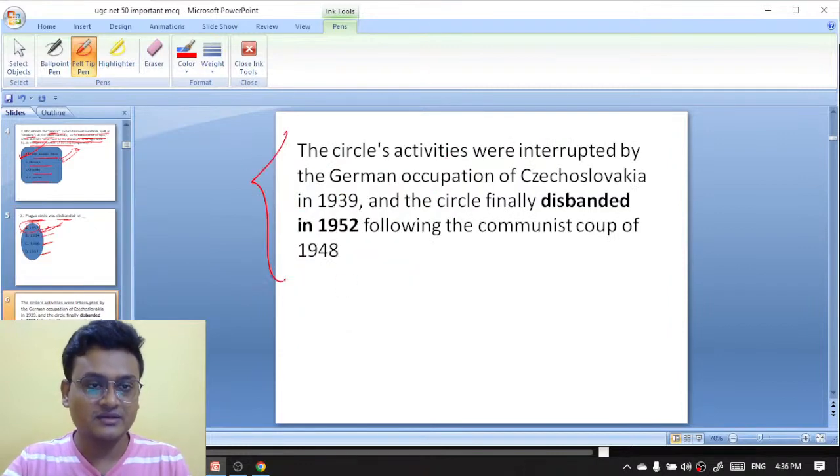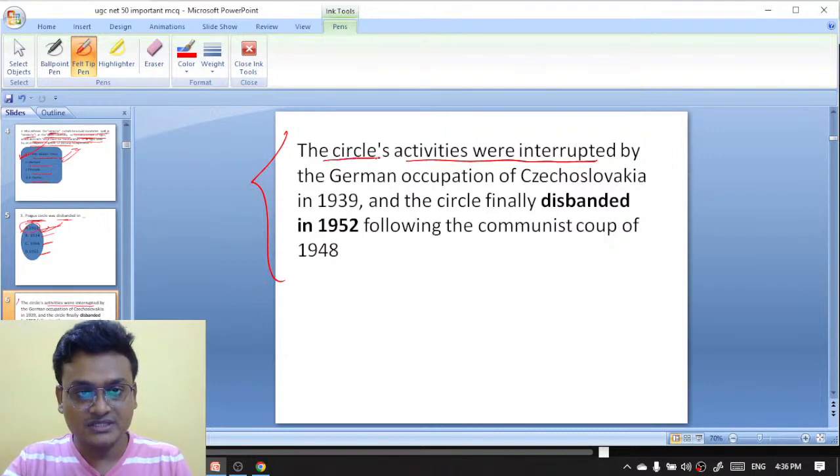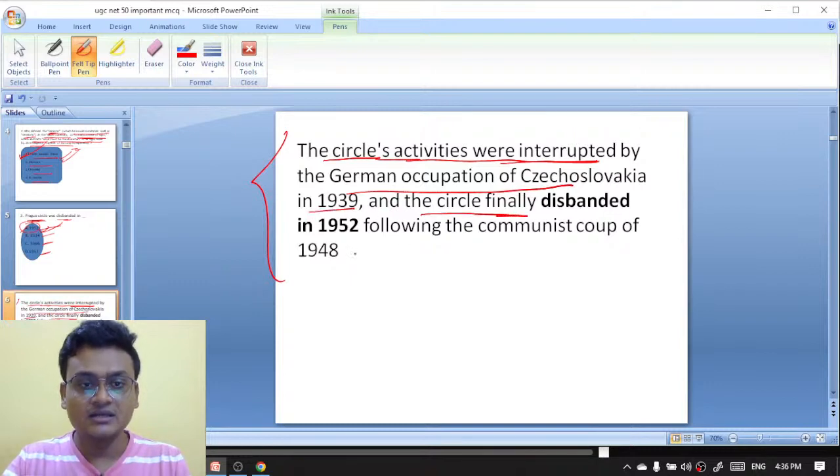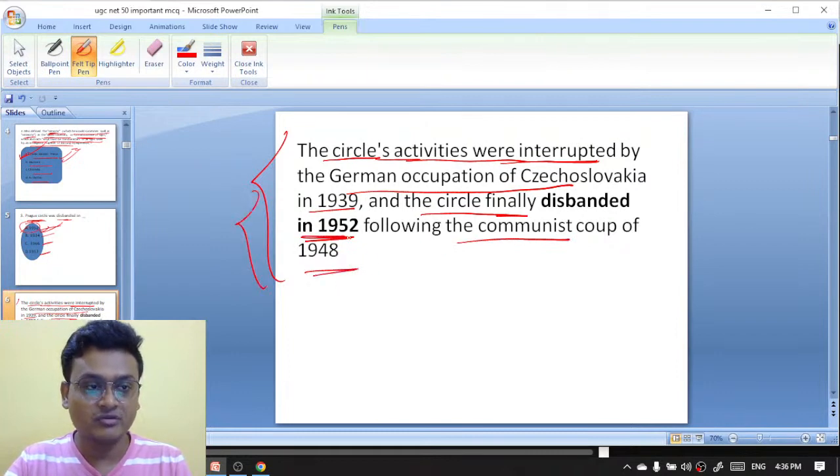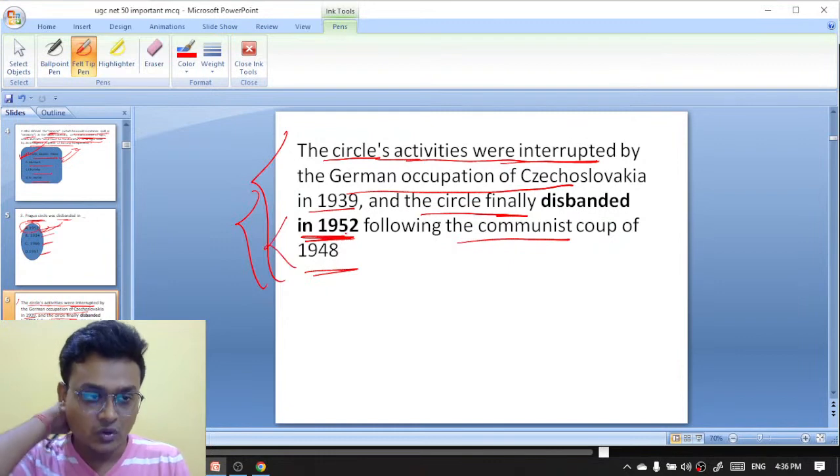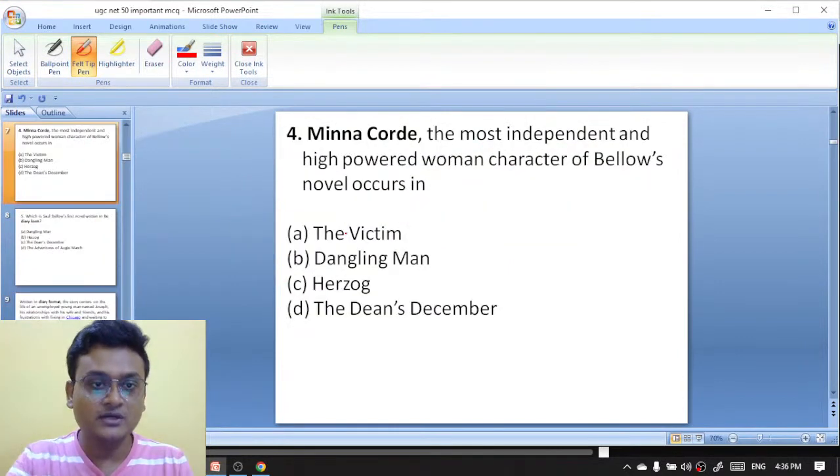The Prague Linguistic Circle's activities were interrupted by the German occupation of Czechoslovakia in 1939, and the circle was finally disbanded in 1952 following the communist coup of 1948. So it is the Prague Linguistic Circle that was disbanded in 1952. Now moving on to question number 4.